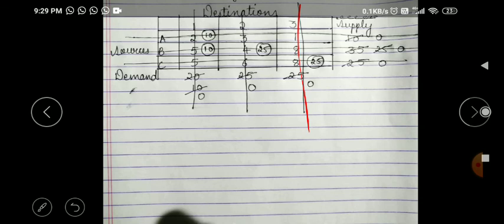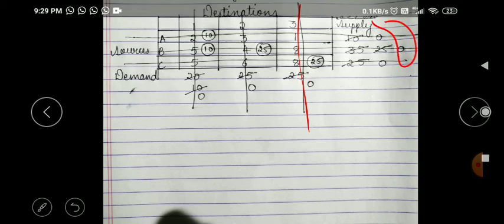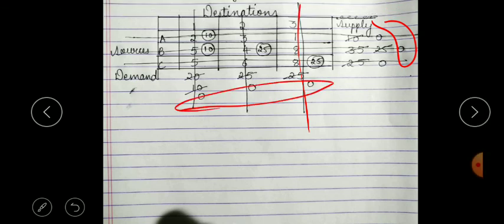So all the rows and all the columns should get cancelled in the end, and all the remaining supply should be 0 and all the demand should be 0 in the end. That means all the supply should be met, all the demand should be met, and all the rows and columns should be cancelled. If this is the case, then you have done successfully all the cancellations here. Now next step, what is the next step? Next step is to find out the total cost.